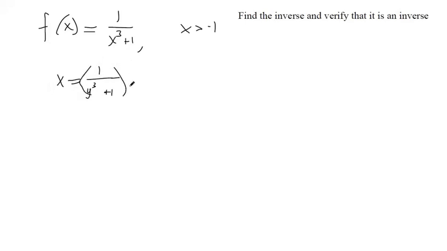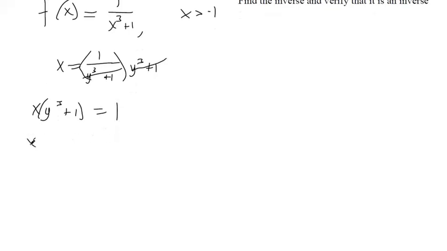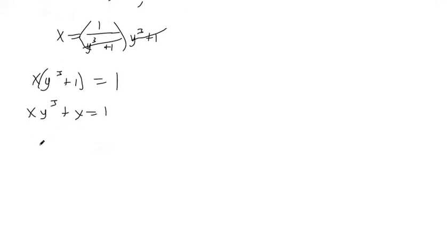So I'm going to multiply y to the third plus 1 to both sides, because that will get it out of the denominator here. But I have to do the same over here. So this is x times y to the third plus 1, and that equals 1. So we can distribute that x. Can subtract this x from both sides. Trying to get y by itself. So I'm going to divide x from both sides.